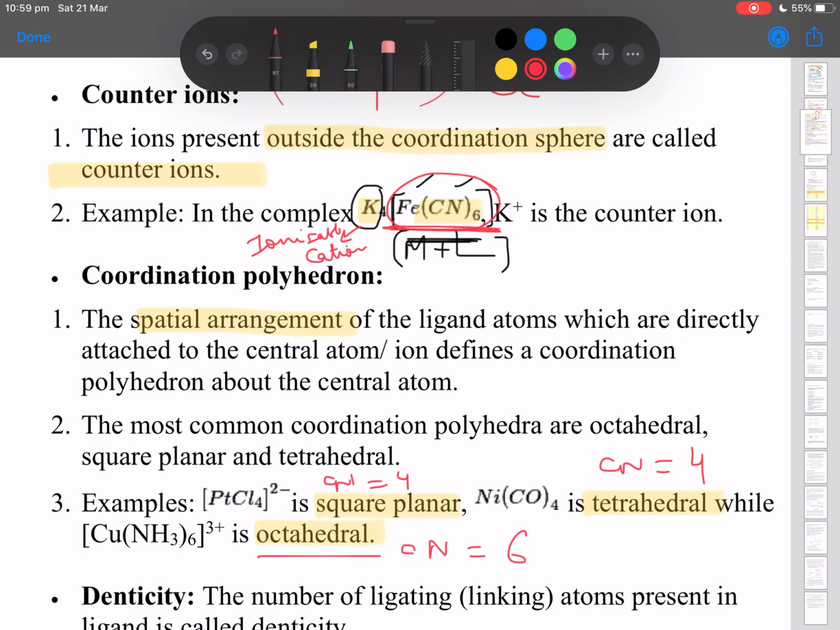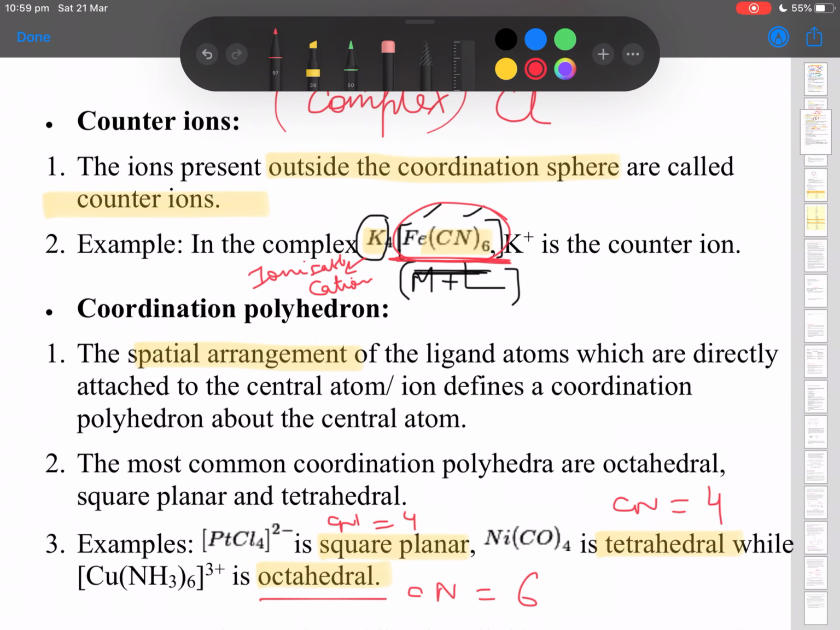I hope this is clear to you, and revise everything because these terms are very, very important, and we'll be discussing the rest of the things soon.